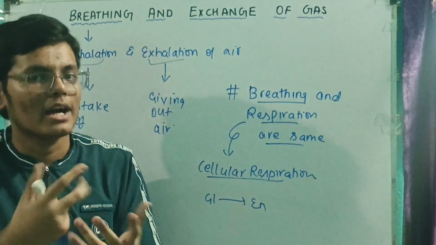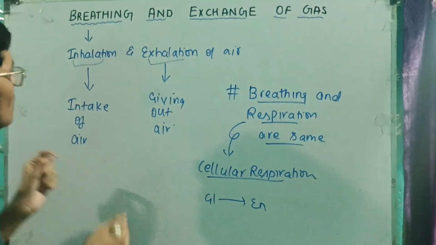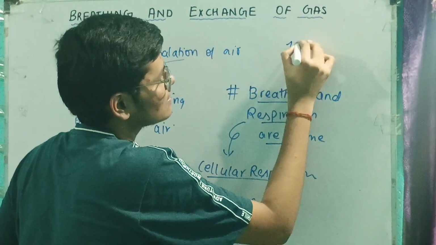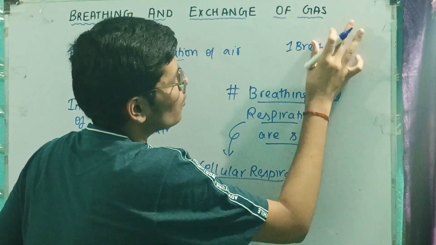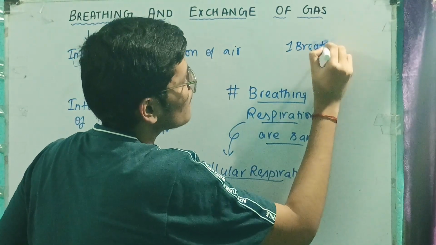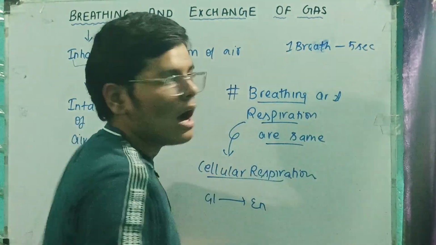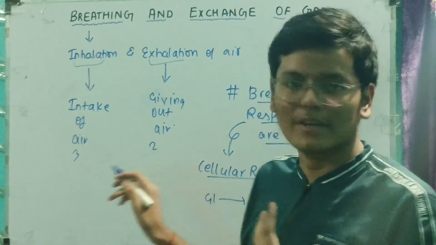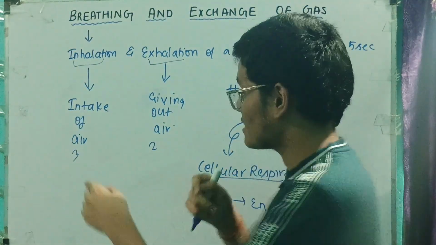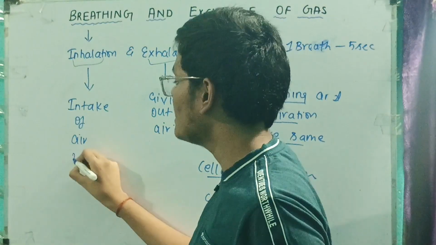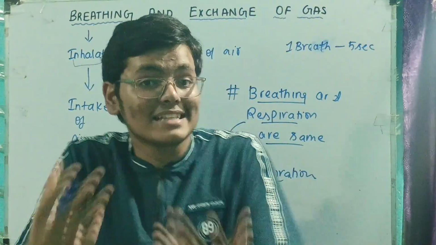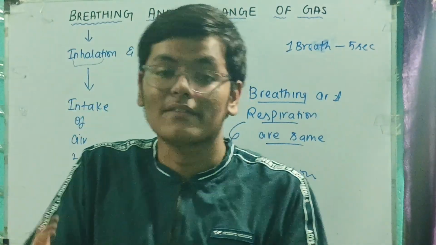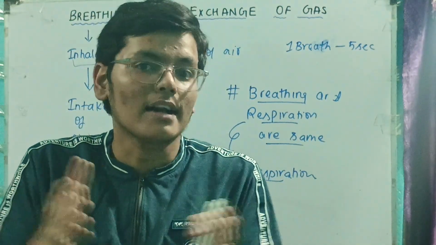Taking in air and giving out air is called breathing. Now the total process of breathing, that is one breath, is 5 seconds. Out of the 5 seconds, we have 3 seconds of inhalation and 2 seconds of exhalation. No, sorry, this is 2 seconds of inhalation and 3 seconds of exhalation. So we exhale more than we intake.